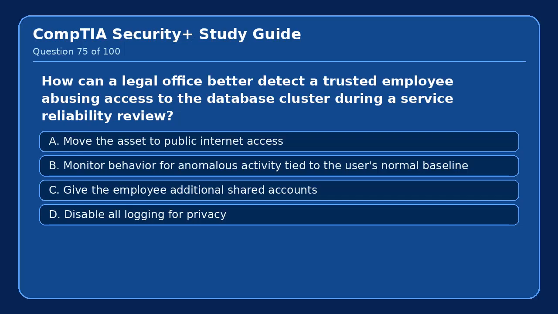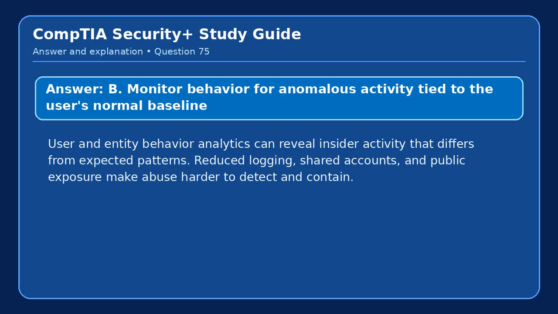Question 78. An attacker tries a few common passwords against many accounts at a city agency. Which attack is most likely during a quarterly review? A. Password spraying. B. SQL injection. C. Pass the ticket. D. MAC filtering. Take a moment to choose your answer.